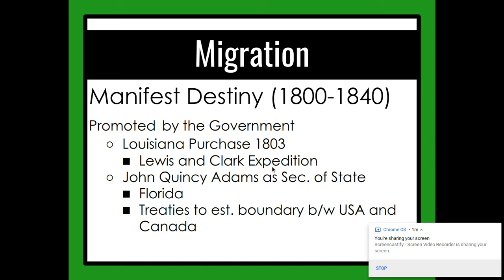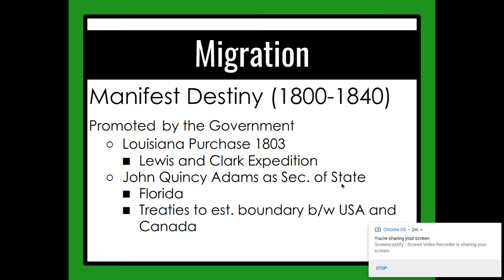One of the ways that it's promoted by the US government is just through the acquisition of land. So the most famous example of that would be in 1803 when we have the Louisiana Purchase. We also see that same government, when Thomas Jefferson is president, supporting Lewis and Clark's expedition to go out and explore the new territory and make it all the way to the Pacific and come back and report on what is in the interior of the United States all the way to the Pacific.